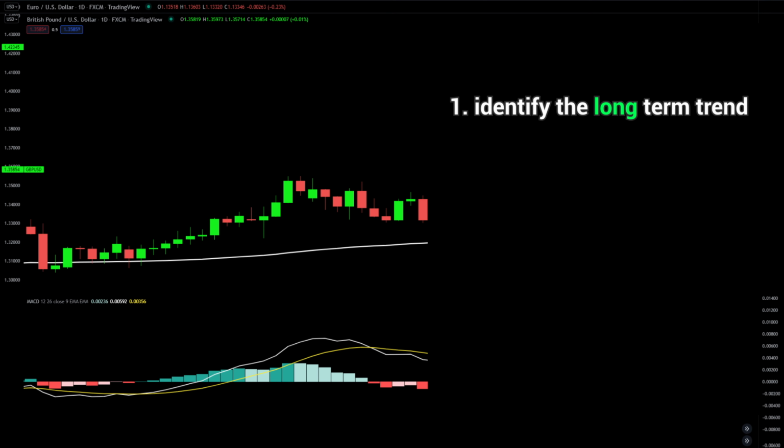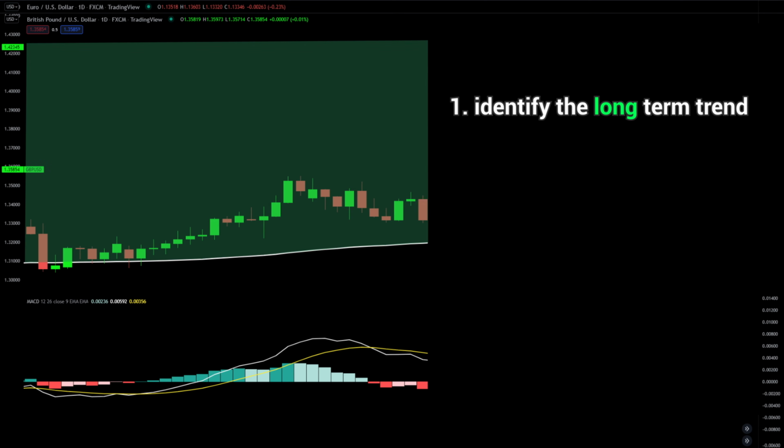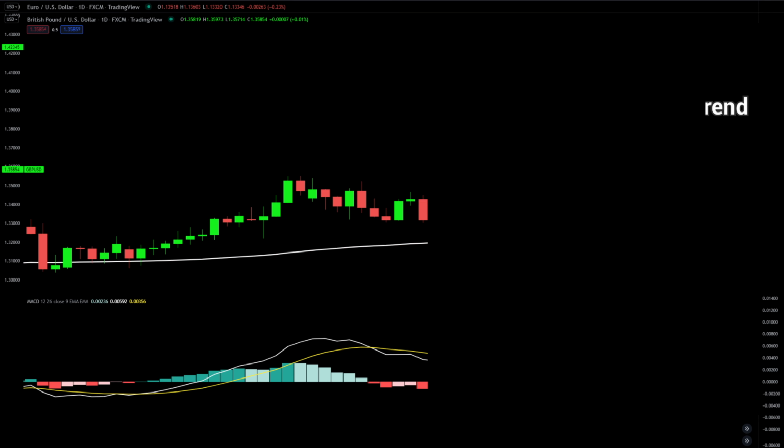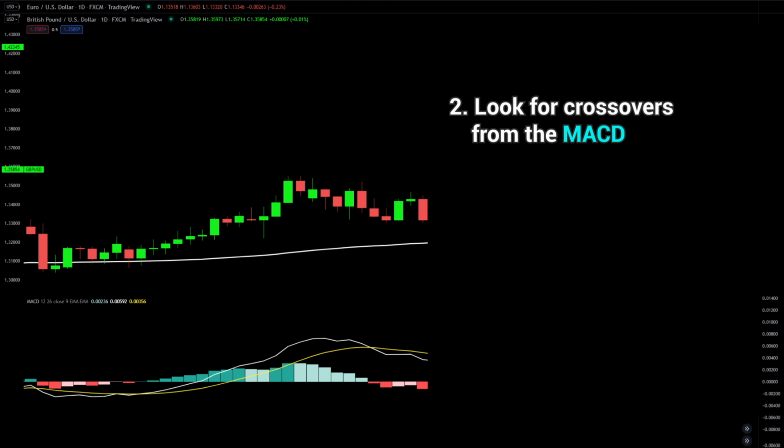The first step is you want to identify the long-term trend by looking at this secret long-term setting EMA. If the price is above the EMA, it indicates that the long-term trend is up. And if the price is below the EMA, it indicates that the long-term trend is down. So once you've identified the trend, the next step is we want to look for crossovers on the MACD that show the same signal as the long-term trend.